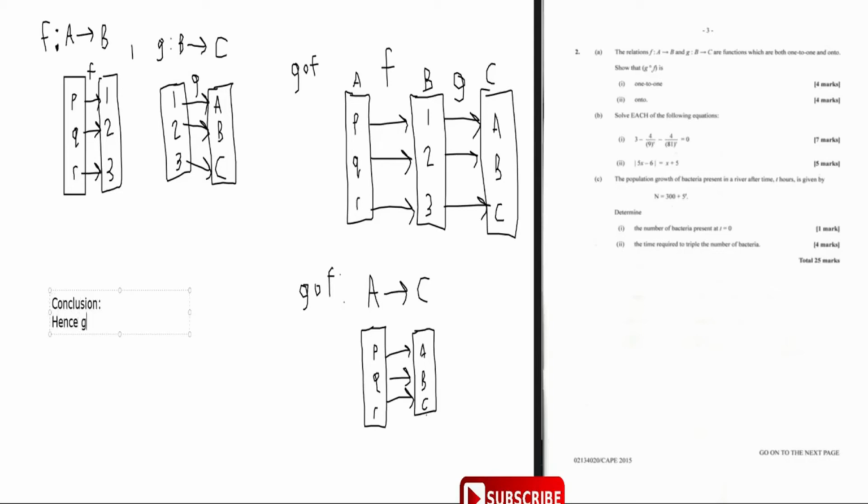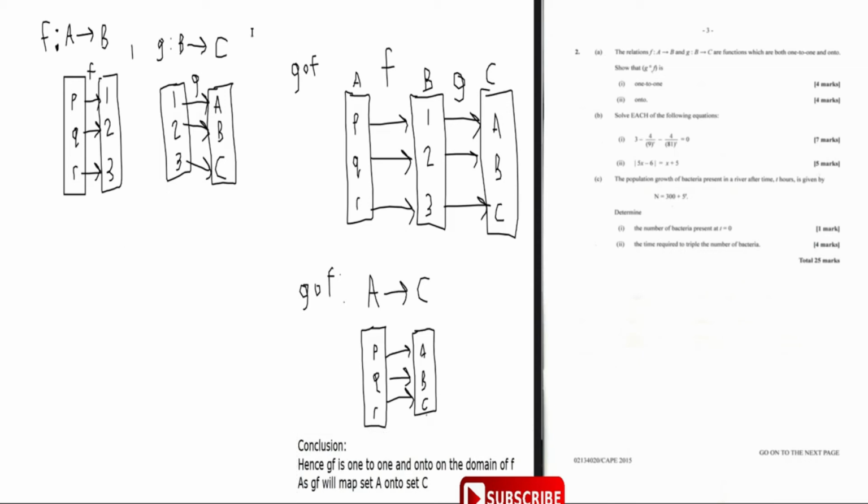So hence G of F is one-to-one and onto on the domain of F. It's always on the domain of F. As we can see, it is one-to-one and it is onto, but it's on the domain of F. You can even add a little further note: G of F will map set A onto set C. That's what G of F does. That's one way of doing it.